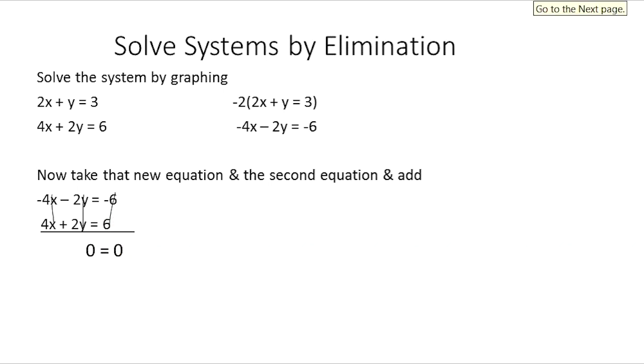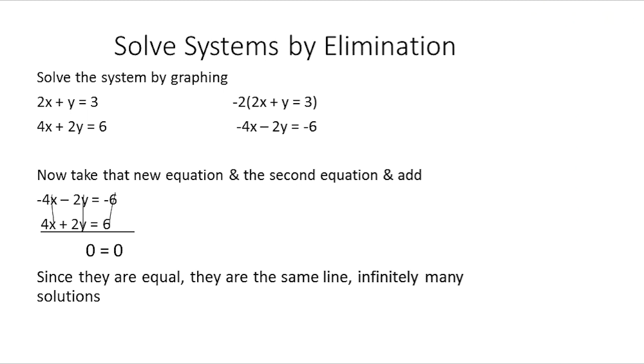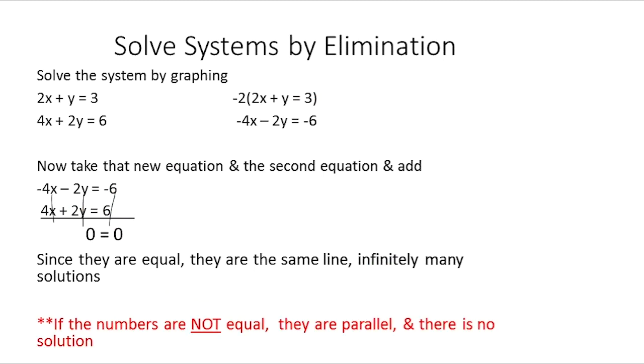When this happens, this is a special case. Since they are equal, that means that these two are the exact same line. And since they are the same line, they have infinitely many solutions. So whenever these cancel out and both sides equal, infinitely many solutions. And then note, when they cancel out like this and the numbers are not equal to each other, they are parallel lines. And when they're parallel lines, they will never have a solution.